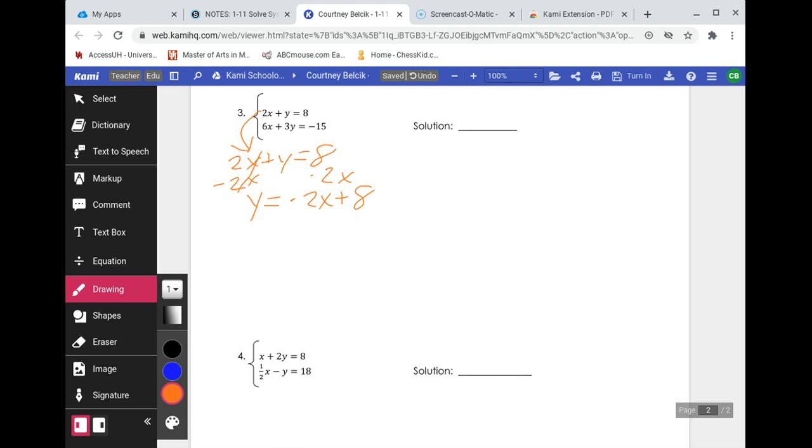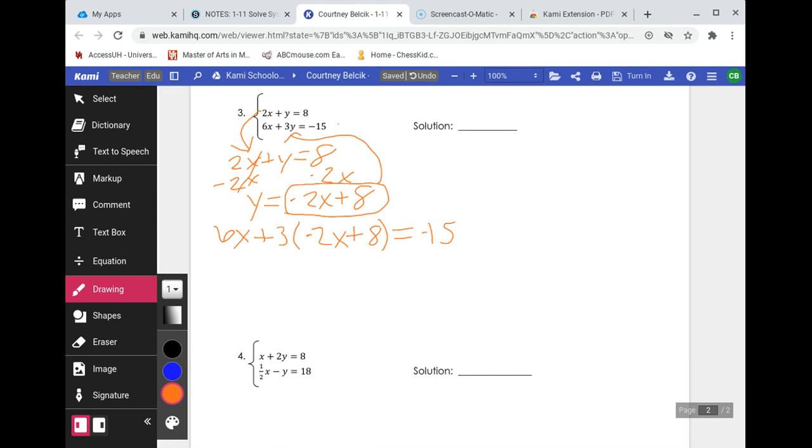So now that I have y solved for, I'm going to take what it equals, and I'm going to substitute it into the y for the second equation. So it's going to go right there. So I have 6 times x plus 3 times y. What is y now? It's the expression negative 2x plus 8. And it's supposed to equal, up here, negative 15.